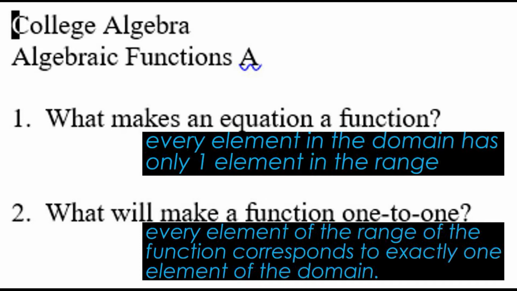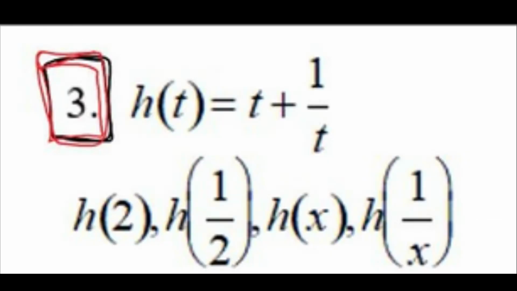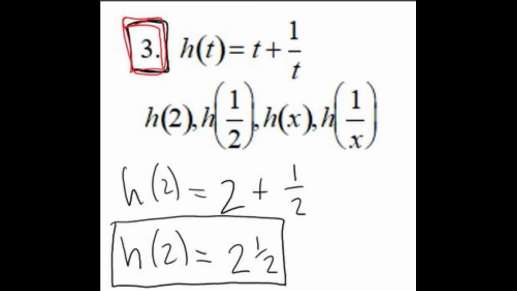So first of all, let's look at number 3. Number 3 basically gives you a function, in this case they call it h of t, and then they want you to just plug in a couple things and see what they become. So it's not the hardest thing in the world, but some of these get a little tricky in that the reduction of them gets a little hard. So for the first one, it says just what's h of 2.